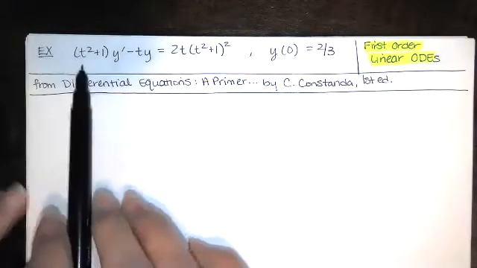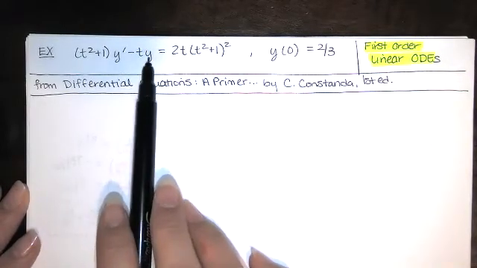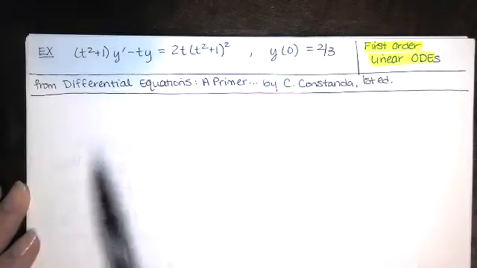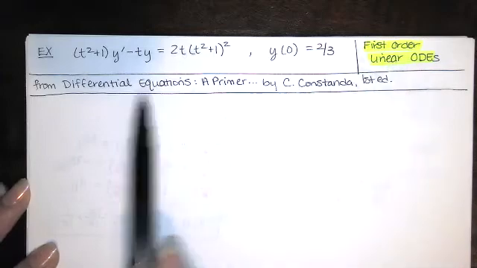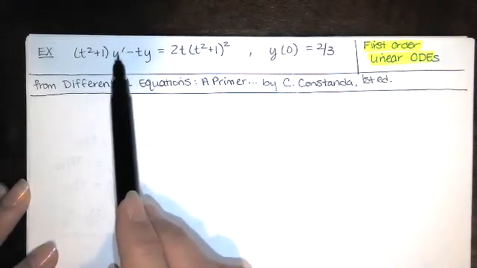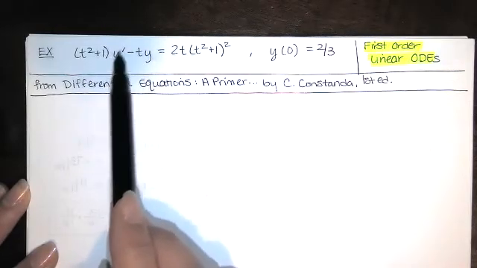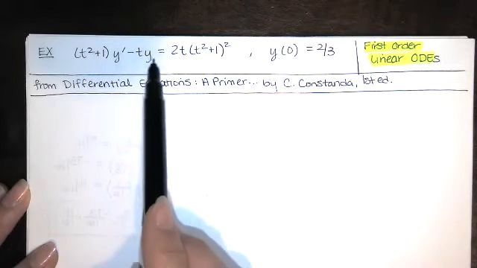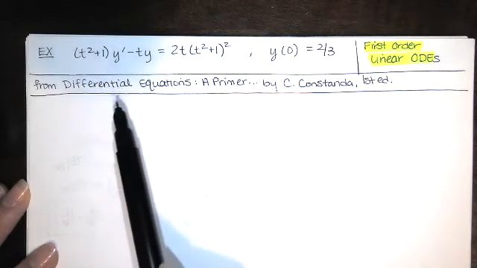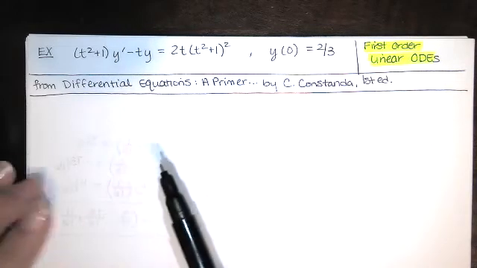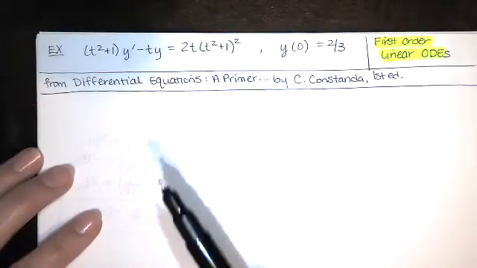The differential equation is (t squared plus 1) times y prime minus t times y equals this function of t, and we've got an initial condition as well. First of all, I notice that it's a first-order linear differential equation. It's first order because the highest order derivative is the first derivative. It's linear because that first derivative is raised to the first power, and y is raised to the first power. The coefficient functions only depend on the independent variable t, and the function on the right-hand side depends on t. So this is a first-order linear equation, and it can be solved with an integrating factor.